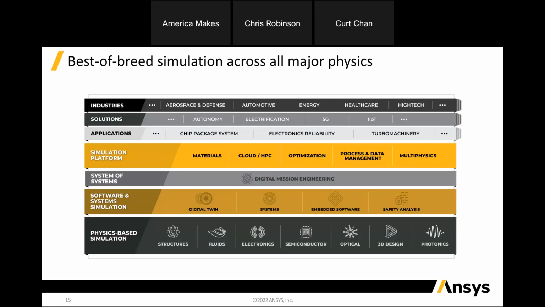If the part that you're designing, the system that you need to develop for your product, may have structures in it. You may need to look at fluids, electronics, semiconductors, optical photonics. You may need to look at 3D design, topology optimization. All of those things can be tied together in that end-to-end system, tied together with not only the design and engineering simulation, but also leveraging the manufacturing simulation.